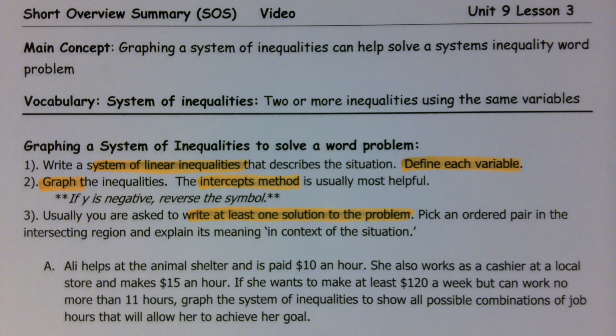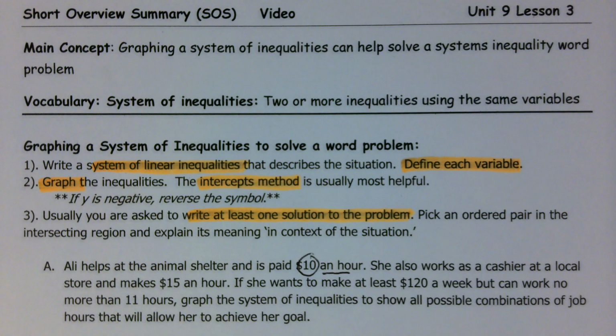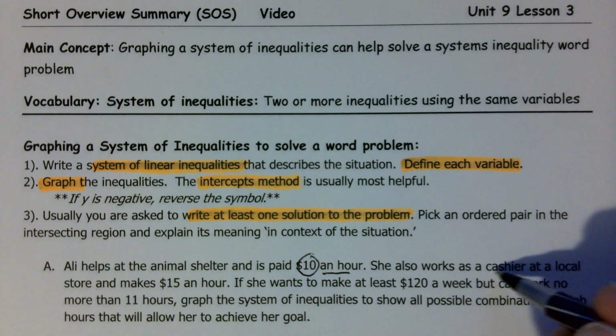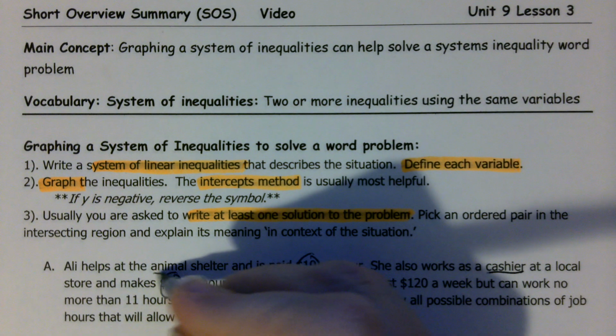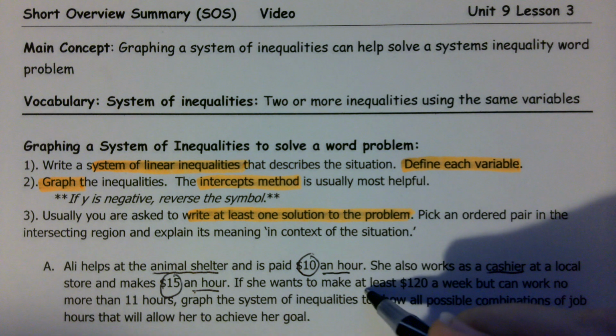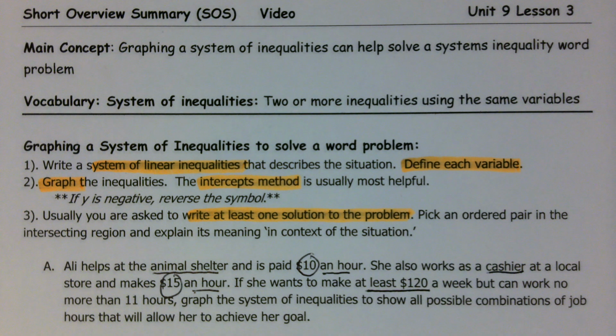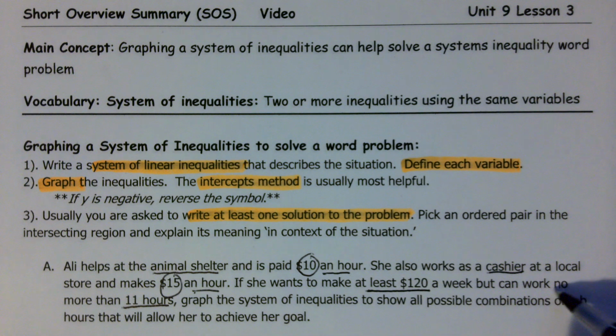Allie helps at an animal shelter and is paid $10 an hour. She also works as a cashier at a local store and makes $15 an hour. So the animal shelter, she makes $10 an hour. Cashier at the local store, she makes $15 an hour. She wants to make at least $120 a week, but she's not allowed to work any more than 11 hours, no more than 11 hours.